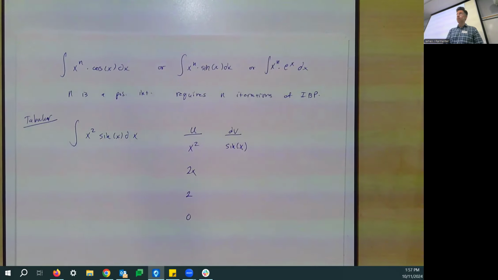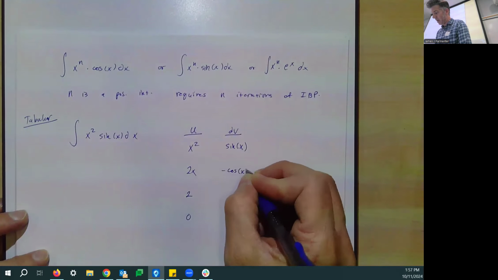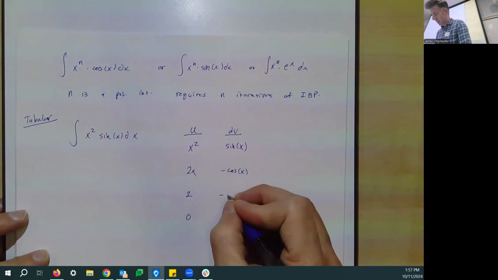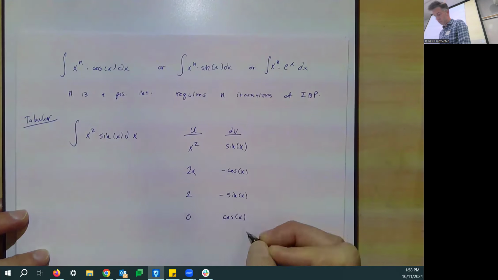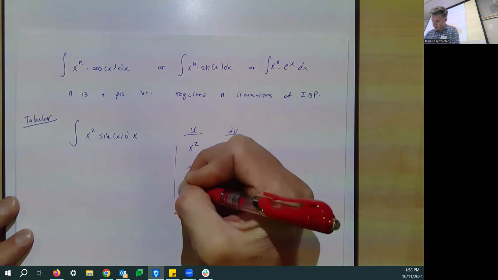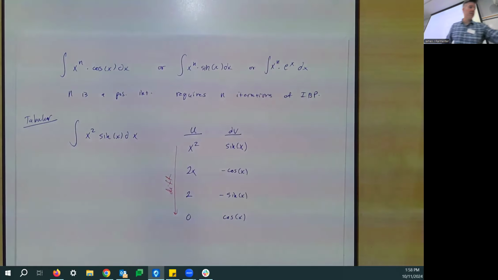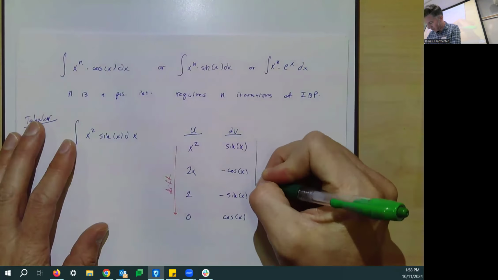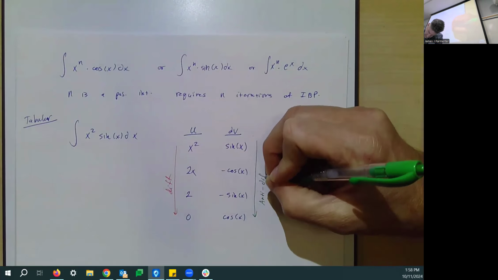And then we find the same number of corresponding antiderivatives in our other column. The antiderivative of sine of x is negative cosine of x. The antiderivative of negative cosine of x is negative sine of x. And the antiderivative of negative sine of x is cosine of x. Just to be super clear, we are taking derivatives along the u column, and we're taking, use a different color, antiderivatives along the dv column. And then we're almost done.